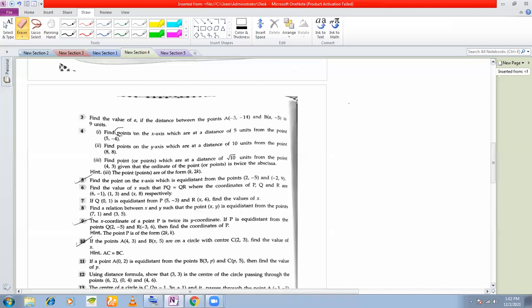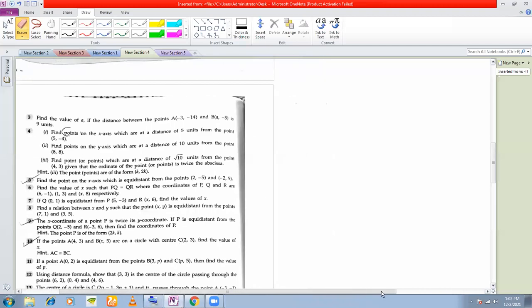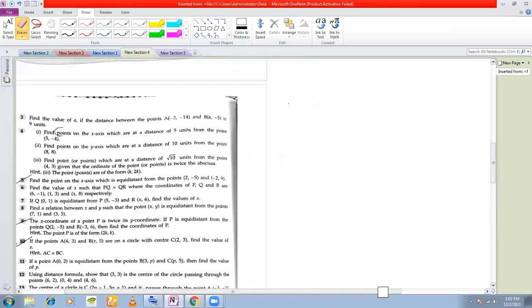Okay. For part 2 also, look at this question. Find the points on the y-axis which are at a distance of 10 units from the point (8, 8). Now in the first question, you had points on the x-axis. In the second question, they are saying the point on the y-axis.